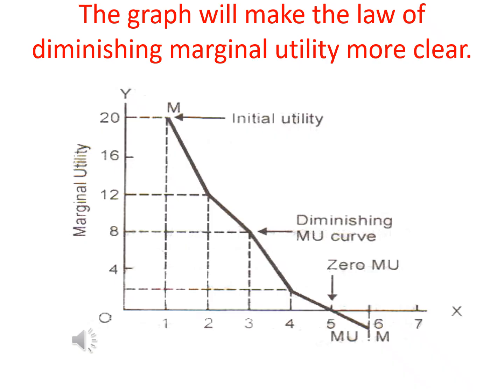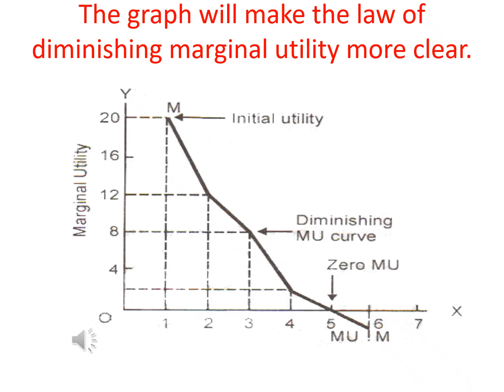Immediately, we notice that the marginal utility curve slopes downward from left to right. This downward slope is the graphical representation of the law of diminishing marginal utility. It indicates that as the consumer consumes more and more units of the same commodity, the additional satisfaction obtained from each successive unit gradually decreases.